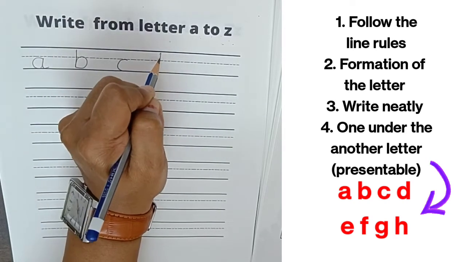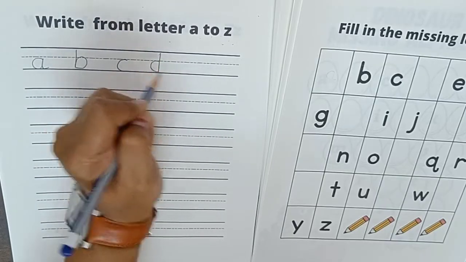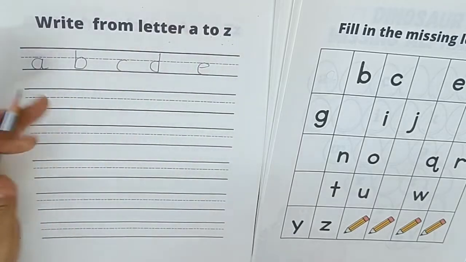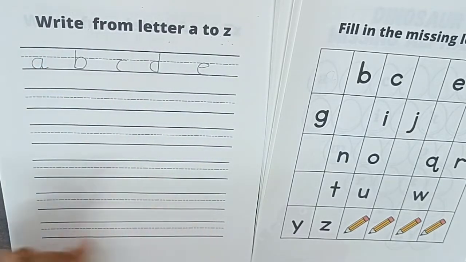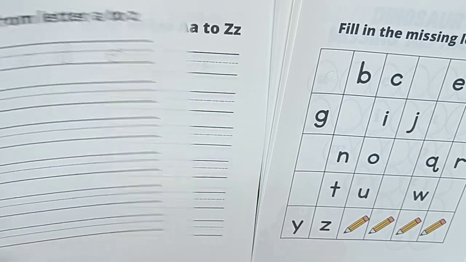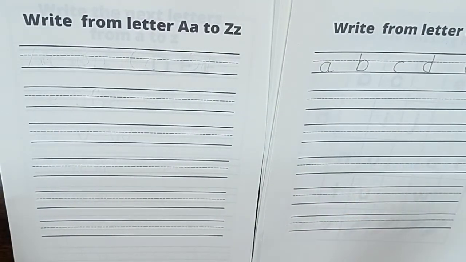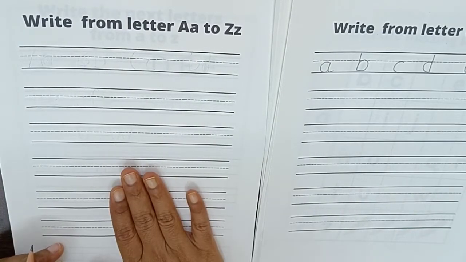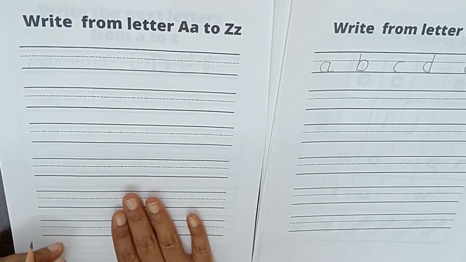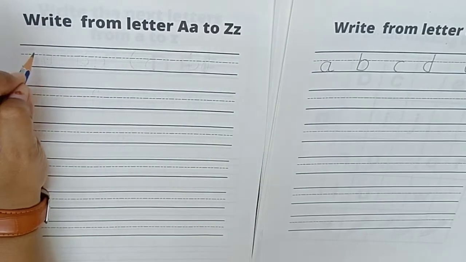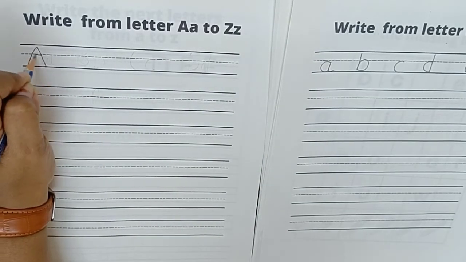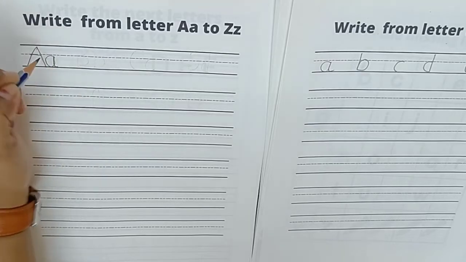Child has to leave one finger gap and write all the letters in all these lines from A to Z. Moving forward, since we have completed uppercase and lowercase, or capital and small letters, now it's time to write both of them together. So here the child may write capital A and small a together.